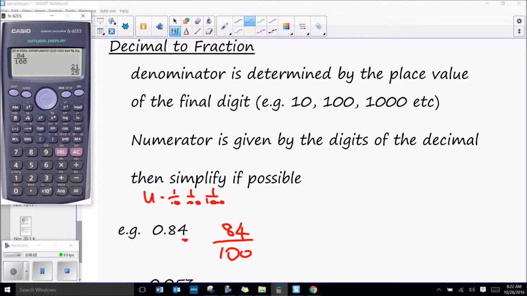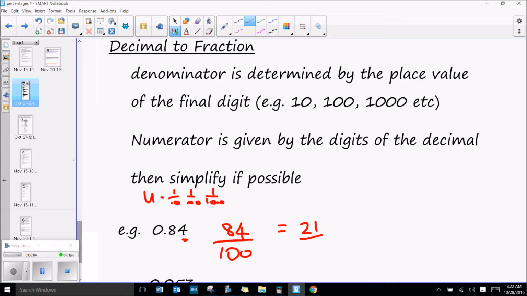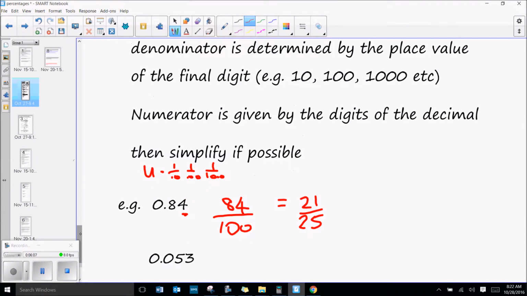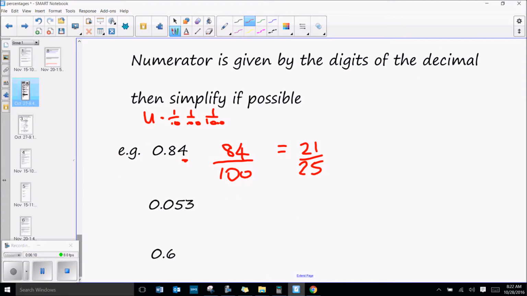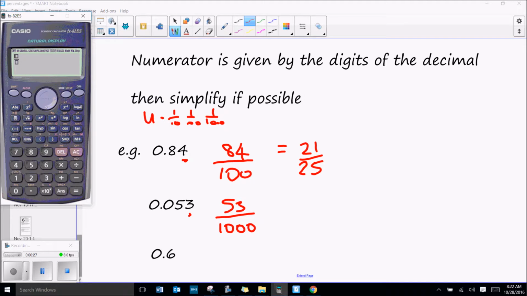So this becomes 21 over 25. 0.053. This 3 is in the 1000th column. So we have 1000 as our denominator here, and we have 53 on the top. And as you can see, that doesn't simplify.